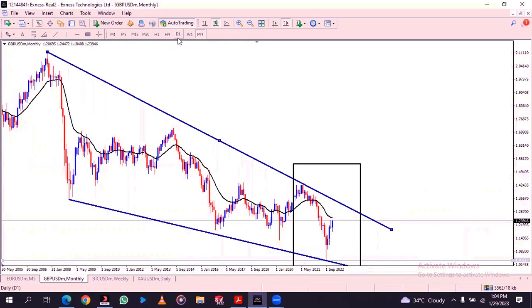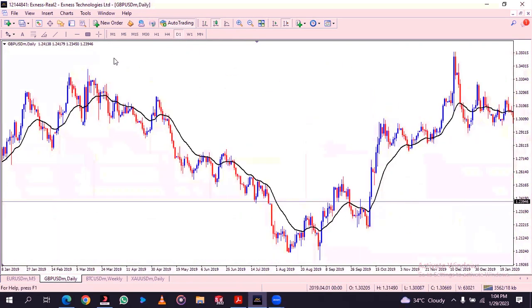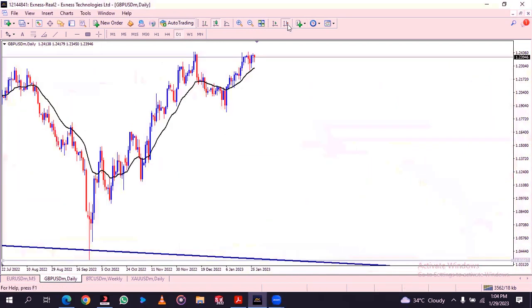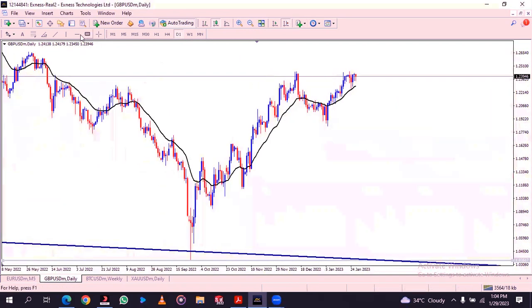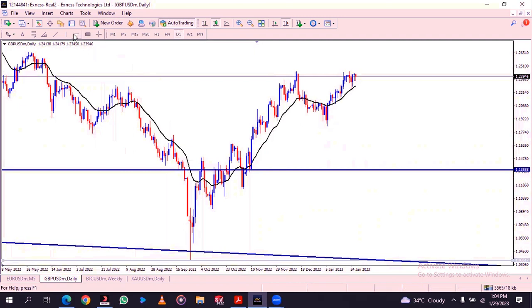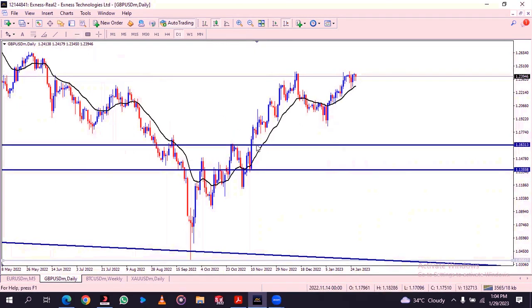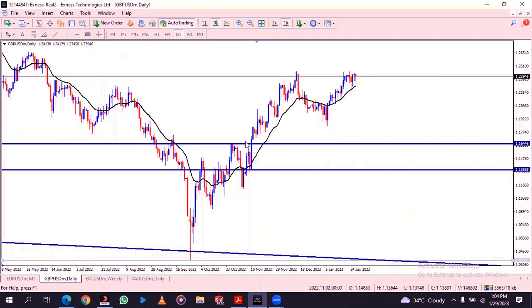Already, we now know that what? We have our A, B, and C, and they all happen around here. This was the A level. This was the B level. And this was the close above B. So price did what? Trend upward.